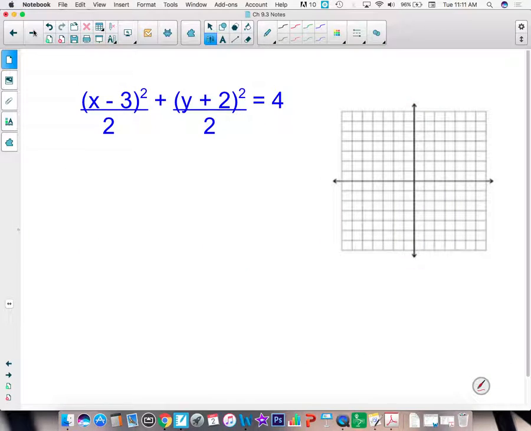Next one. So this looks a little different. This one looks a little worse. It's not bad though. So put this one in your second box down. You got to figure that out. Next one's going to go in the bottom box.